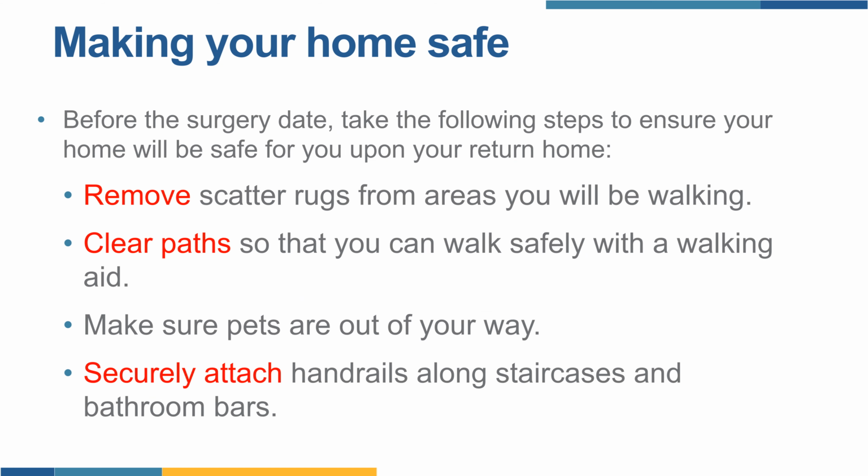Before surgery, here are some things to do to make sure your home will be safe when you return home. Remove scatter rugs from areas where you will be walking. These are very easy to trip or slip on. Clear paths so that you can move around safely with your walking aid. Keep pets out of your way. Make sure that handrails along staircases and bathroom bars are securely attached.